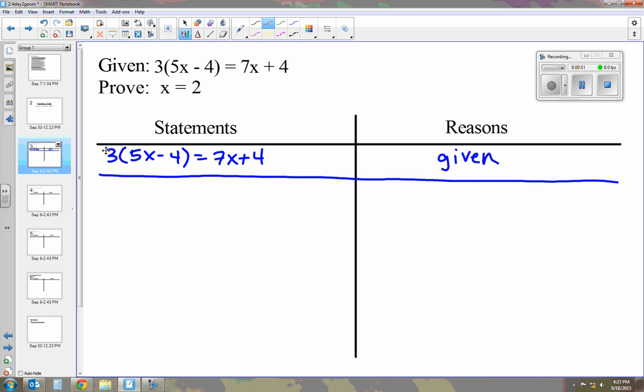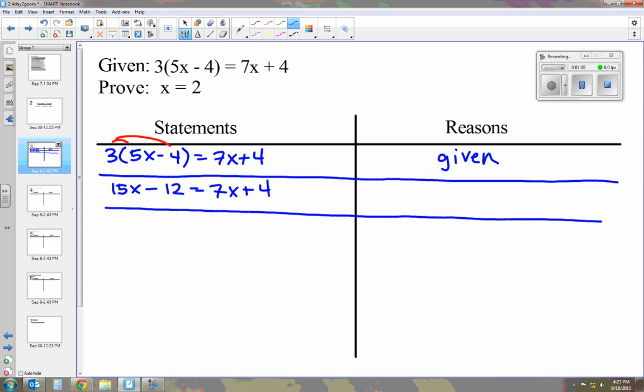The first thing I want to do to solve this equation is to distribute. So this is going to be 15x minus 12 equals 7x plus 4. And since we distributed, this is the distribution property. Okay. Next up, I'm going to choose to add the 12 on both sides.